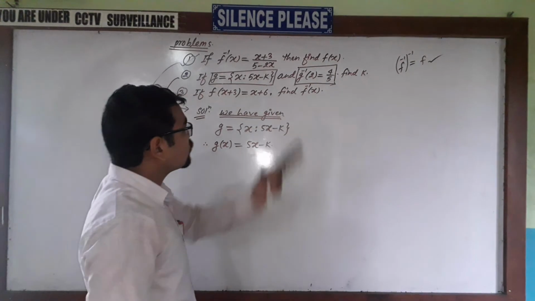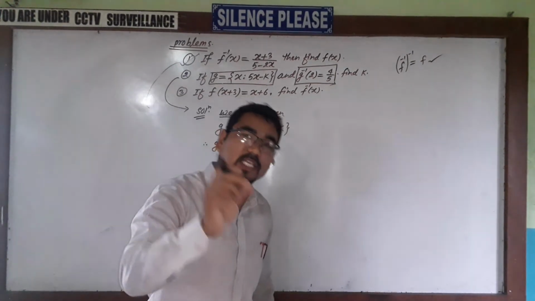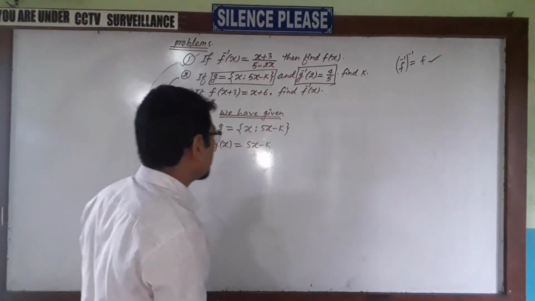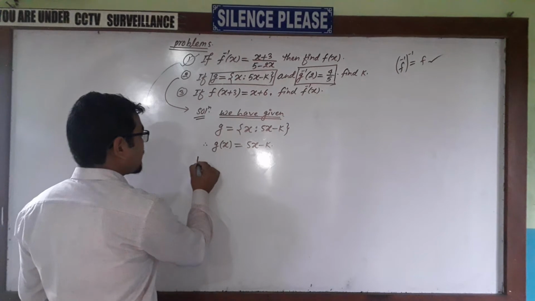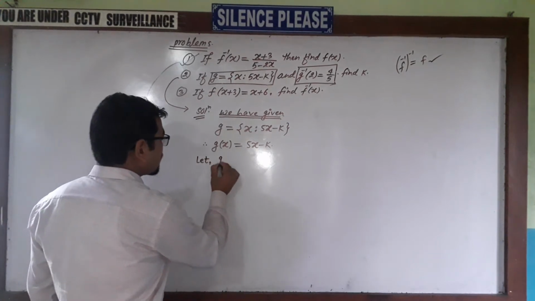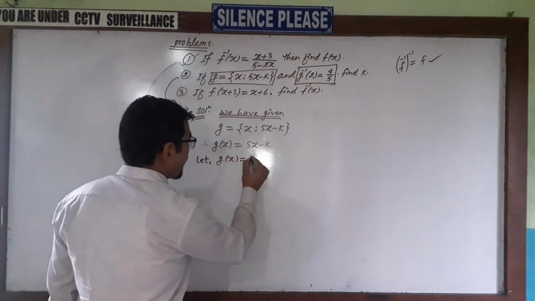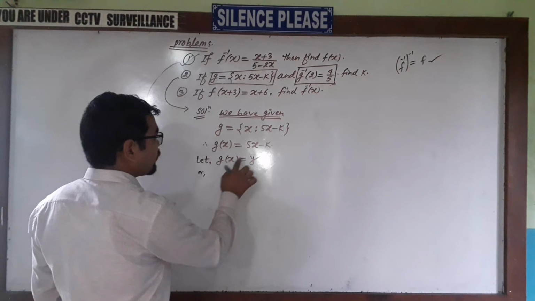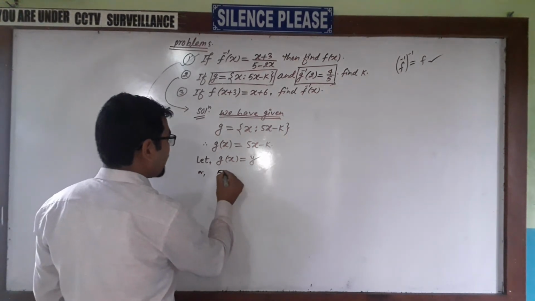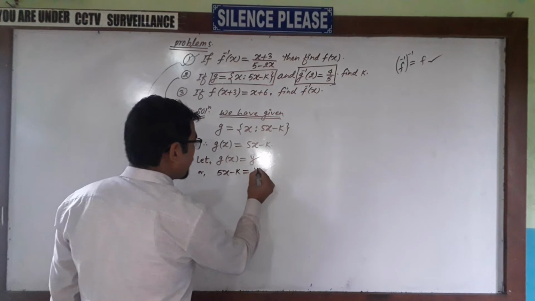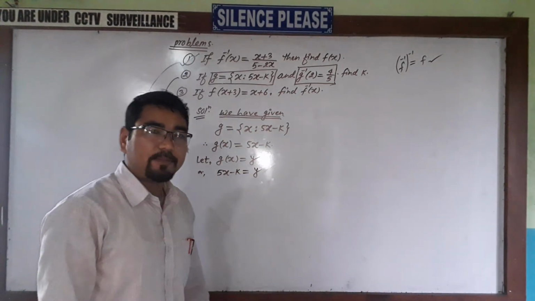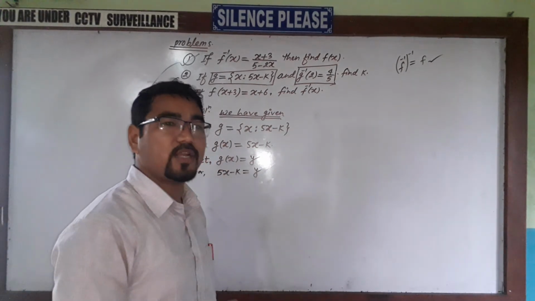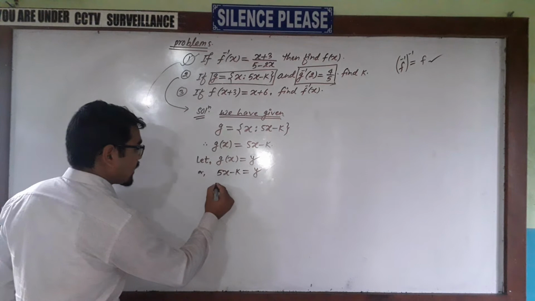Okay. Now find g inverse 2. Before finding g inverse 2, first of all it is necessary to find g inverse x. So let's find it. g(x) is given. Let the function g(x) be equal to y. Then in place of g(x) we can put 5x - k. Let's put here 5x - k is equal to y. After this we can interchange x and y.